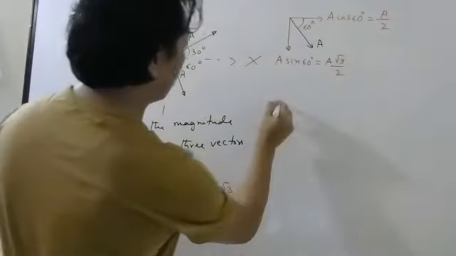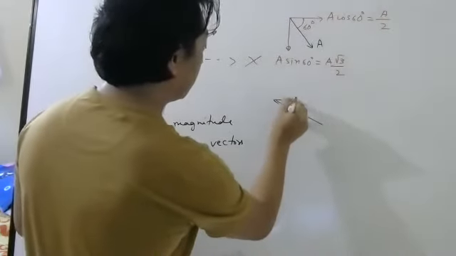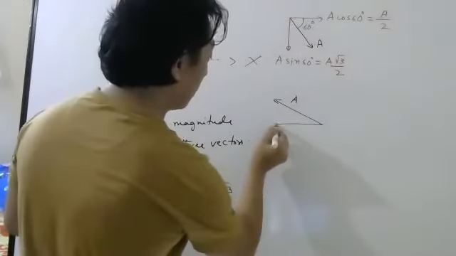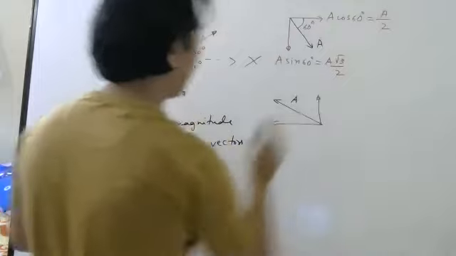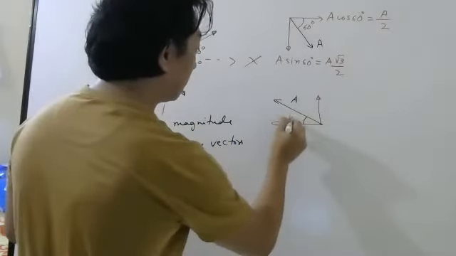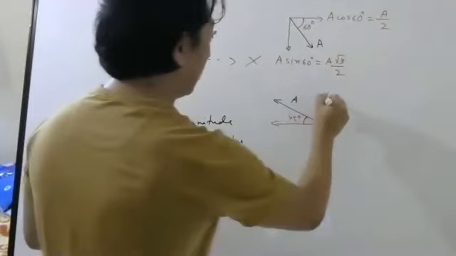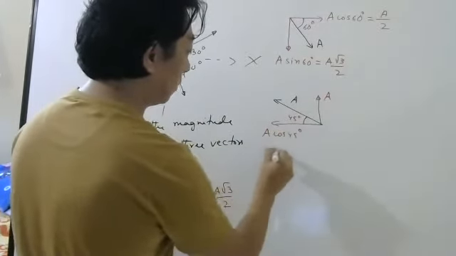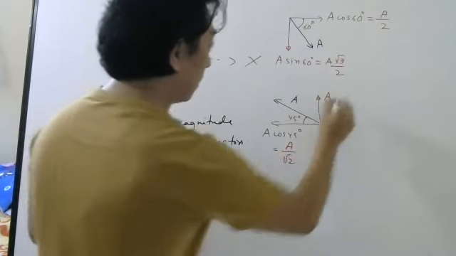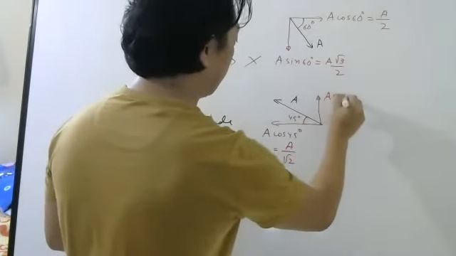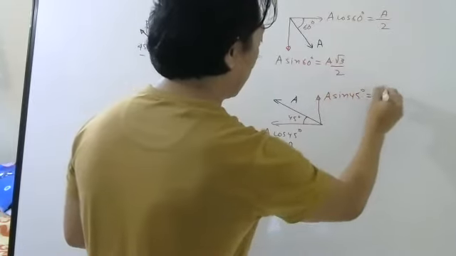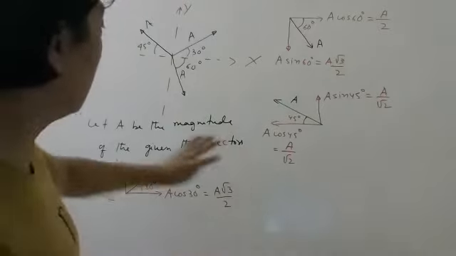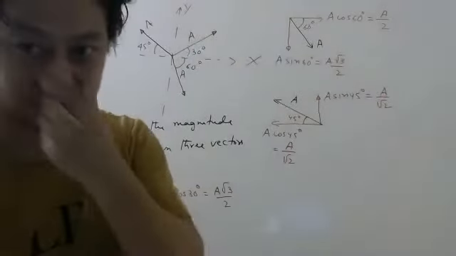Then we have this third vector. So that will again have two components, one here, one here. Correct now? This time this is 45. So this will be A cos 45, which is A by root 2. And this will also be A sin 45, but sin 45 is also 1 by root 2. So you can see I have found the x and y components of each vector.